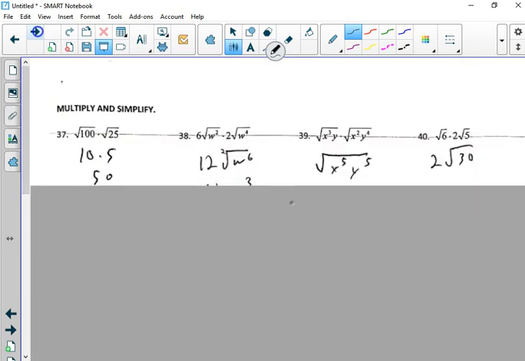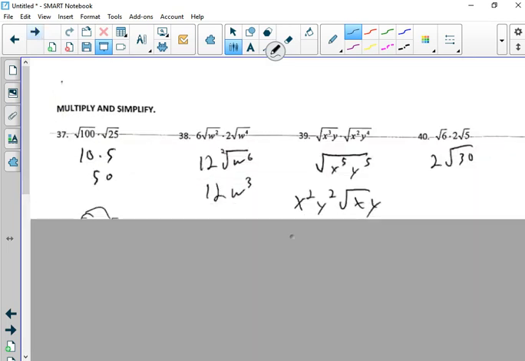Last page. It says multiply and simplify, but always simplify first. So square root of 100 is 10, square root of 25 is 5, 10 times 5 is 50.